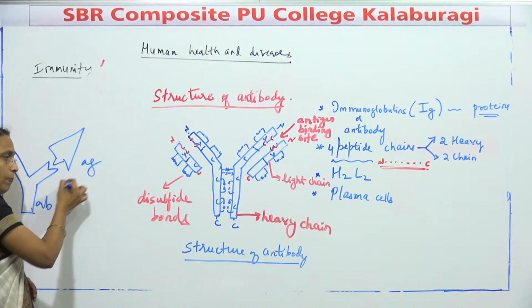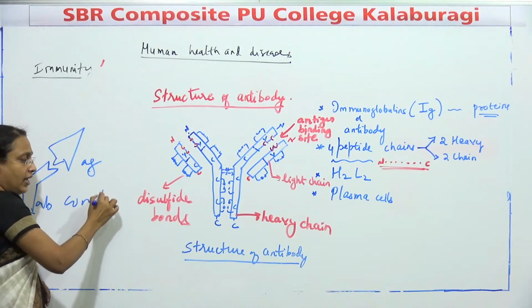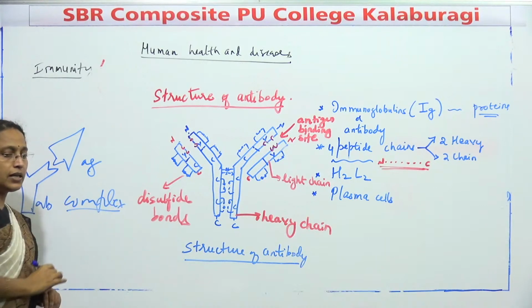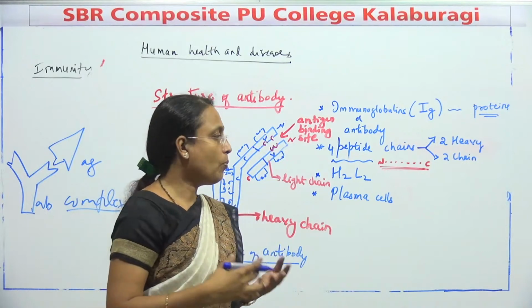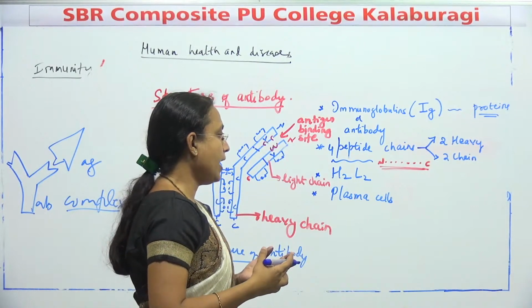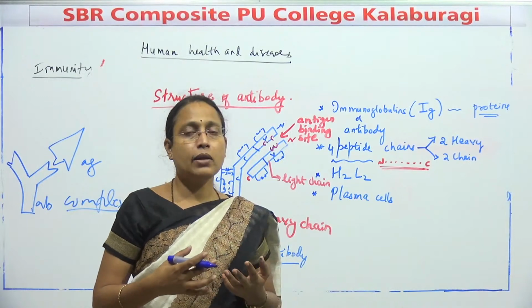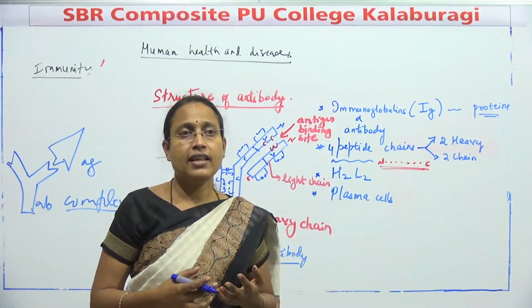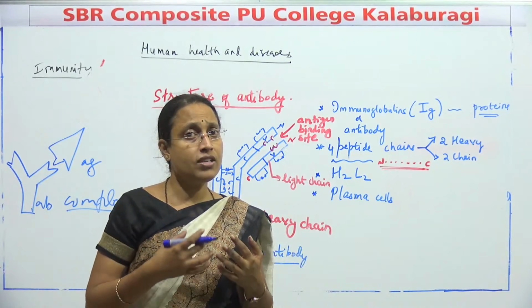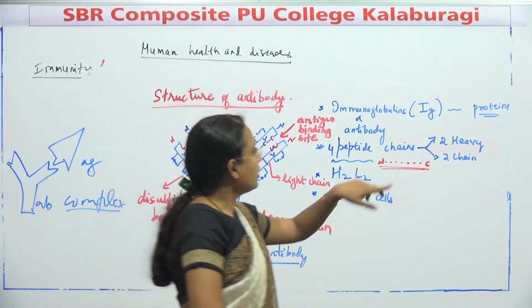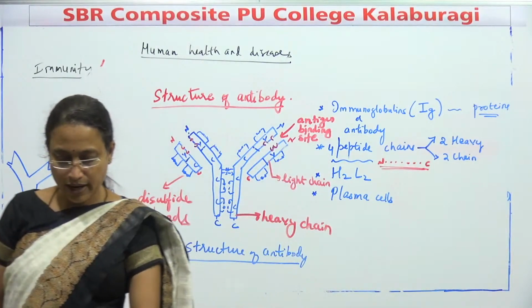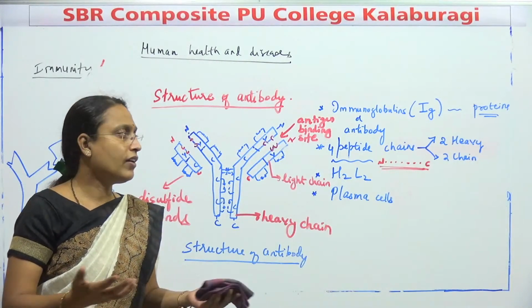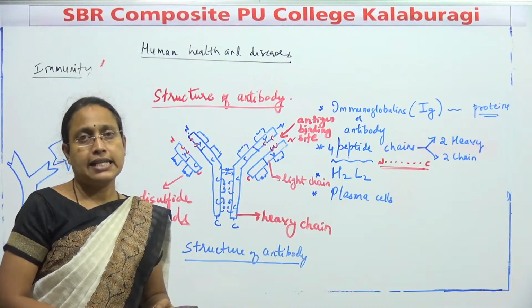This complex is called the antigen-antibody complex. When antigen combines with antibody, an antigen-antibody reaction occurs, and a complex is formed called the antigen-antibody complex. Whenever an antigen-antibody complex is formed, we say that it's a neutralization reaction. Once the neutralization reaction occurs, the pathogen becomes harmless, and it will lose its ability to multiply within the body, and therefore there cannot be disease occurring.